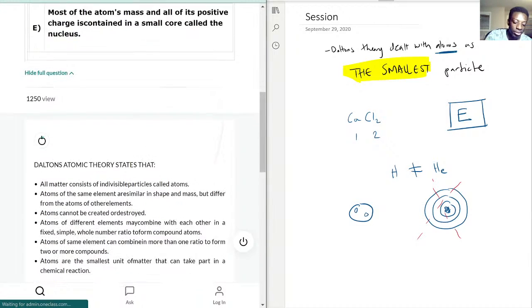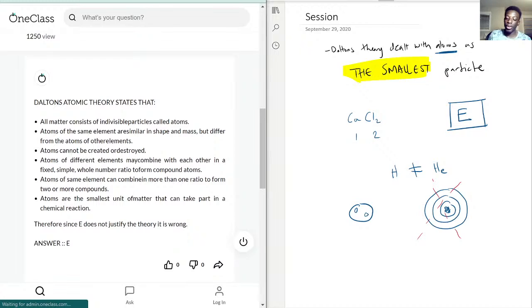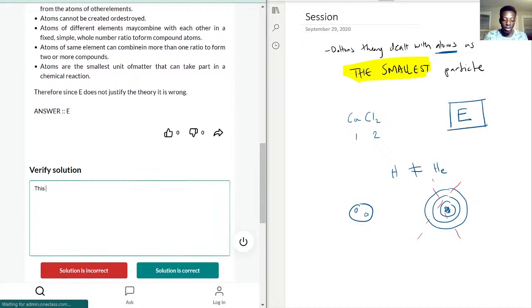And let's see. This person went ahead to state the whole Dalton atomic theory, and it is almost word for word, but there is one part that he does hide, that atoms are the smallest unit of matter that can take part in a chemical reaction. So he didn't think there was anything smaller. By mentioning a nucleus, that should be a red flag right away. That's not the right answer. So with that, I can confidently say that this is correct.